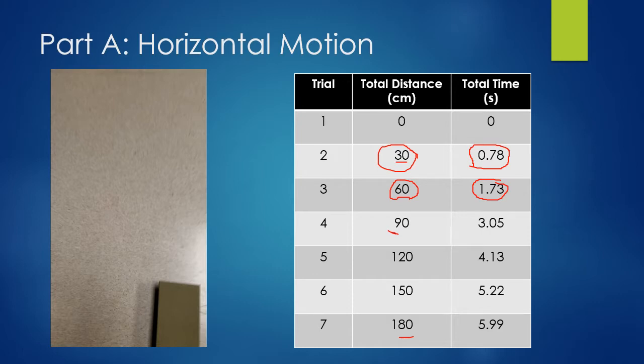The next mark on the floor was set at 90 centimeters. For that cart to go from the start line to the 90 centimeter mark, it takes 3.05 seconds. We repeated this again for 120 centimeters, 150 centimeters, and then last 180 centimeters. These are reflecting the total time taken to travel that distance. We timed the cart with the back end on the start piece of tape, and we stopped the timer when the back end of the cart got to the next piece of tape.